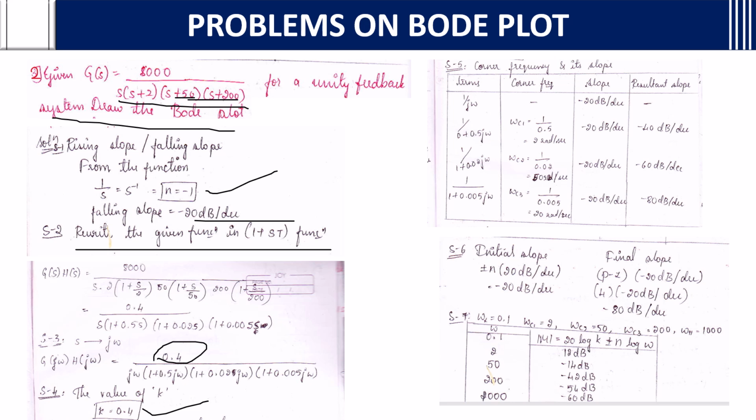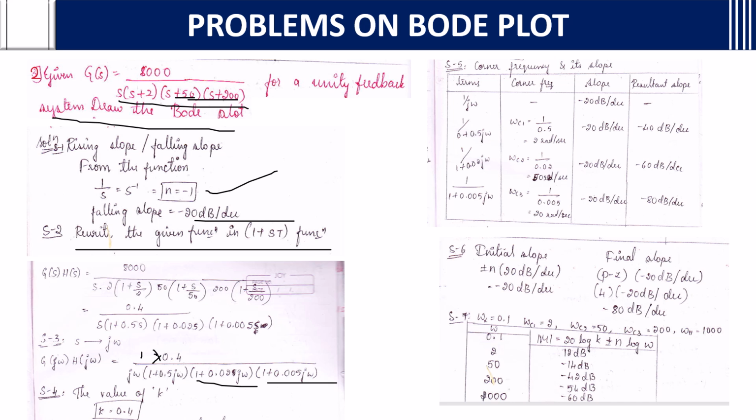And you will write the s terms in terms of j omega. You will get the equation in this way. After writing in terms of j omega, you will find the corner frequencies. For finding corner frequencies, you will take the factors. The first factor is 1 by j omega, the second factor is 1 by 1 plus 0.5 j omega, the third factor is 1 by 1 plus 0.02 j omega, and the fourth factor is 1 by 1 plus 0.05 j omega.